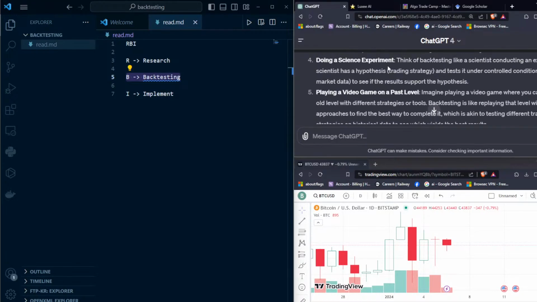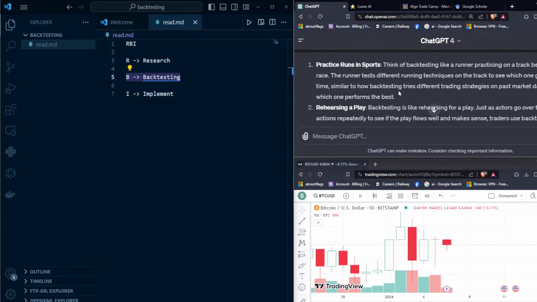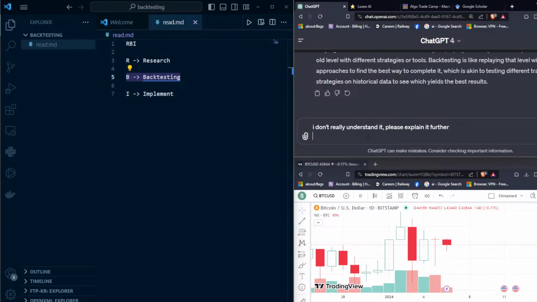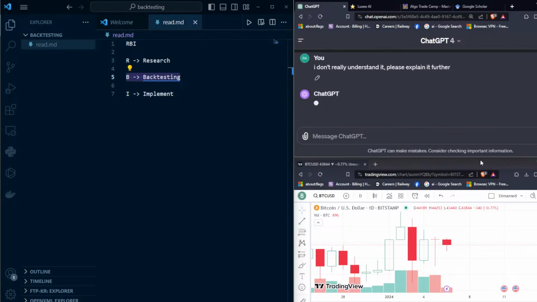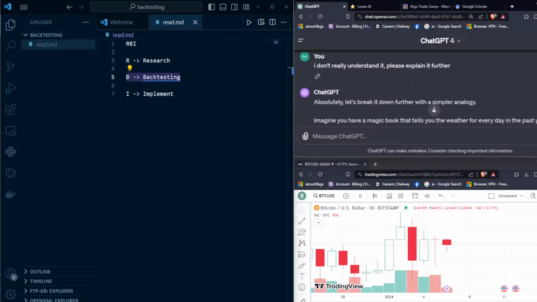You can just keep going. The more you don't understand, the more you can lean on ChatGPT and ask it for more. Like, give me more examples. I don't get it. For example, you can say, I don't really understand it. Please explain it further. It's just going to go more and more until you actually understand it. And this is how you should use it.